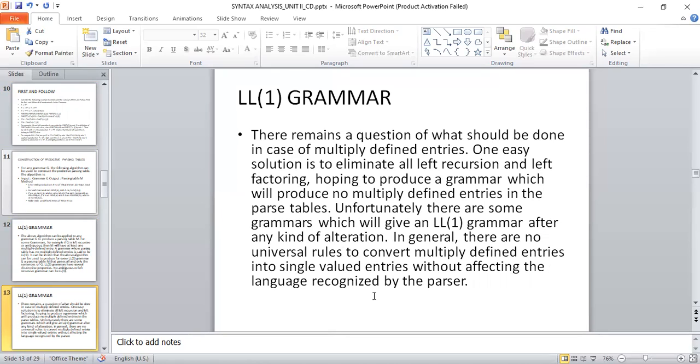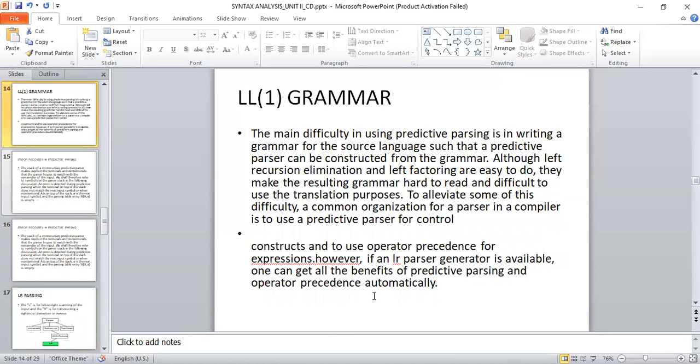Unfortunately, there are some grammars which will not give an LL1 grammar after any kind of alteration. In general, there are no universal rules to convert multiply defined entries into single valued entries without affecting the language recognized by the parser. So the main difficulty in using predictive parsing is in writing an LL1 grammar for the source language such that a predictive parser can be constructed from the grammar. Although left recursion elimination and left factoring are easy to do, they make the resulting grammar hard to read and difficult to use for translation purposes.